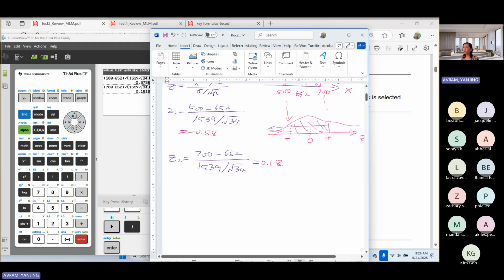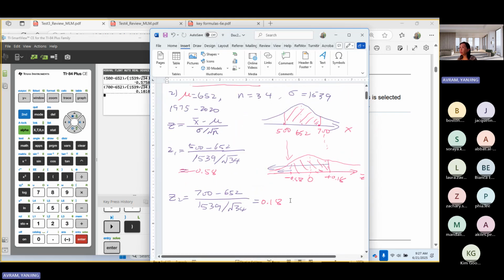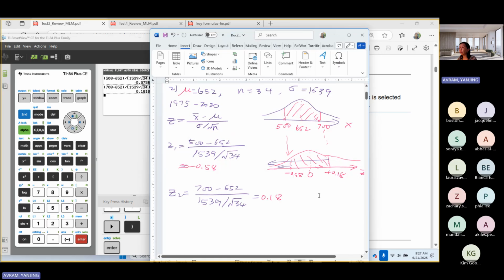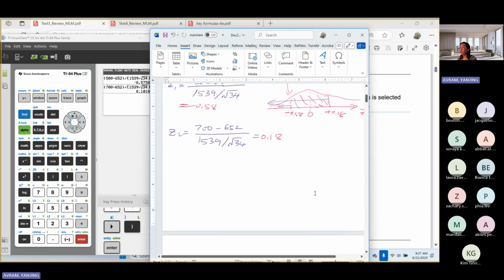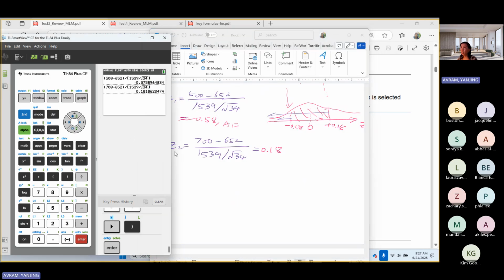All right, so that is your G-score. So this is negative 0.58. This is positive 0.18 for the G-score. So you will need to convert the X value into G-score using the G-score formula. All right. So now we are going to read the two areas. So area 1, this one, G1, corresponds to area 1, right? Area is always positive, even if the G-score is negative. Area always positive. So we look at the table.